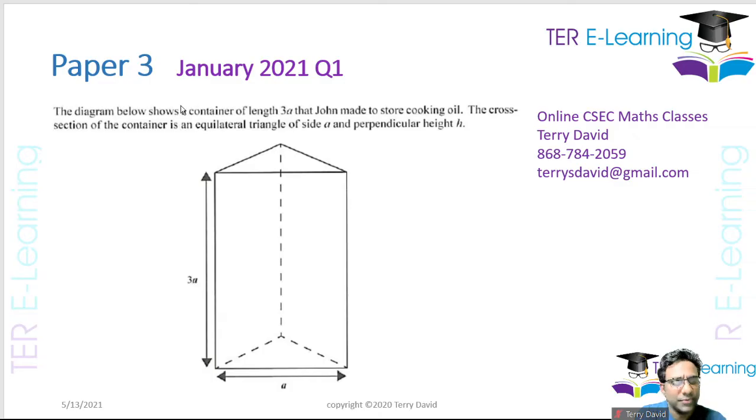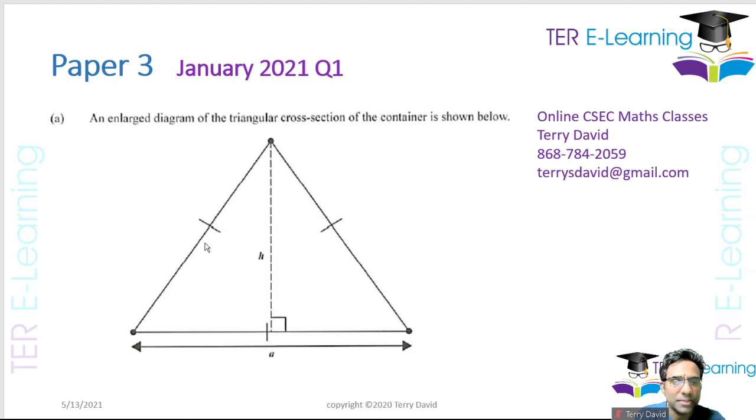Okay, so this first question here, question 1, the diagram shows a container of length 3A that John made to store cooking oil, right? The cross section of the container is an equilateral triangle of side A and perpendicular height H, right? So they've given us some information here, and it's a container, right? And you can pour oil into this container, right? Now, let's see what they want from this question.